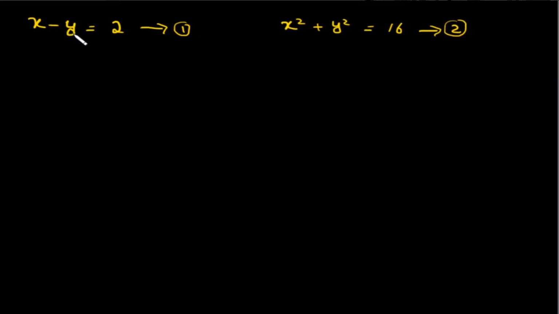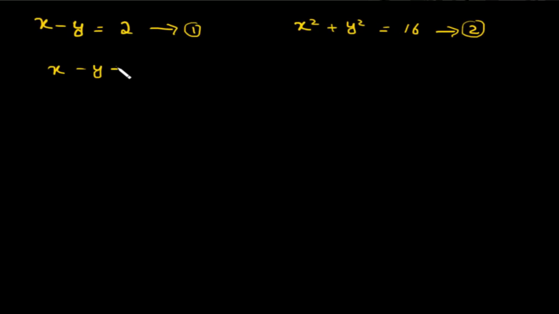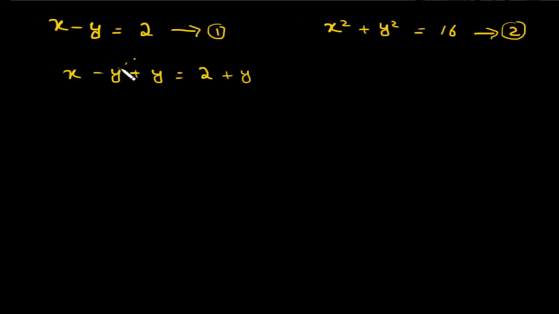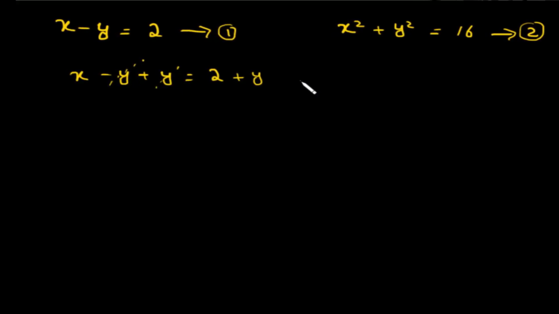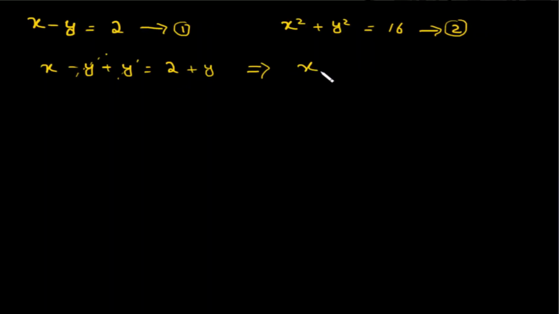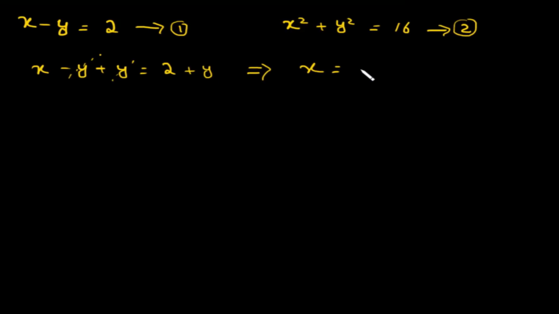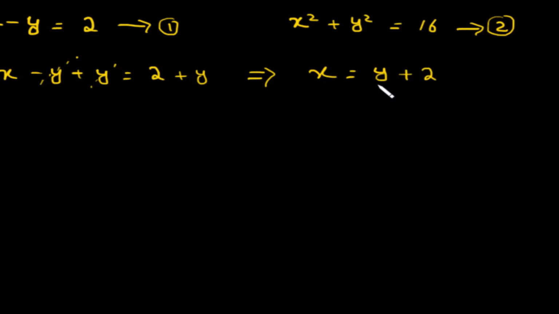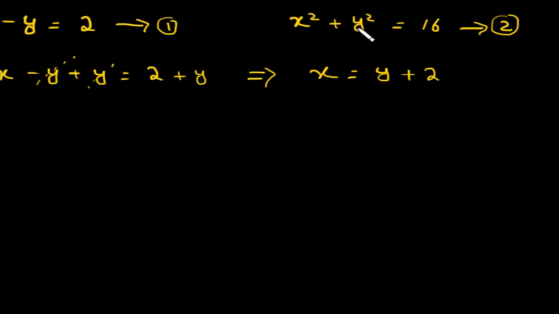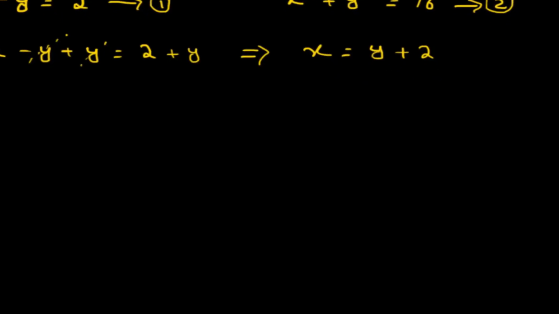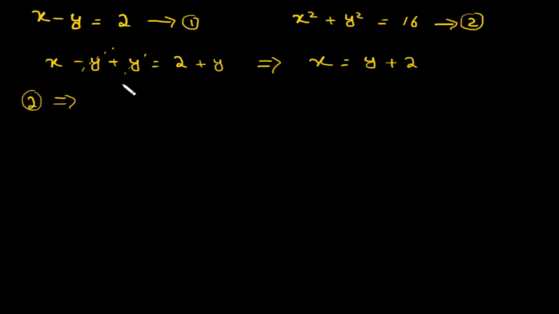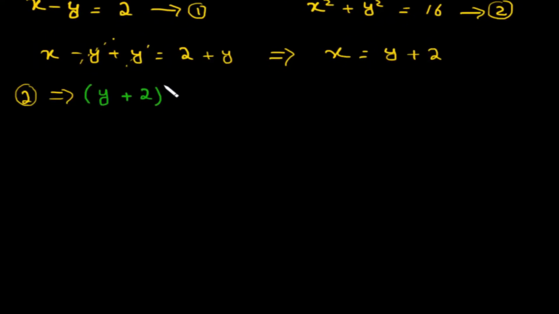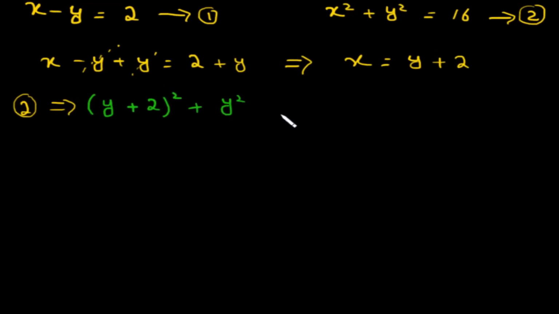From x minus y is equal to 2, adding y to both sides, this will get cancelled with this one, and we easily come to x is equal to y plus 2. Now substituting this x is equal to y plus 2 into equation 2, this will become (y plus 2) squared plus y squared is equal to 16.